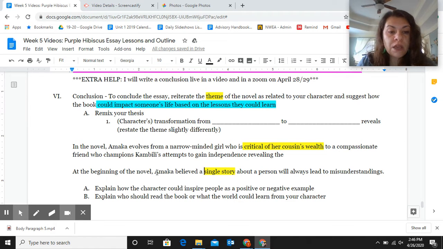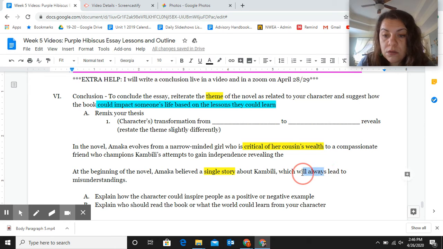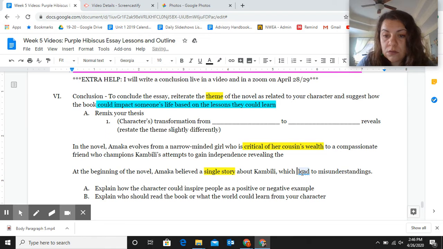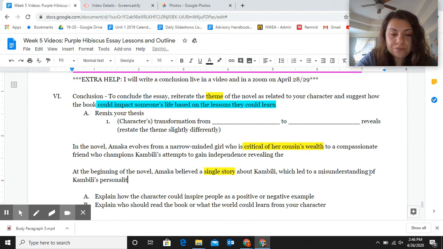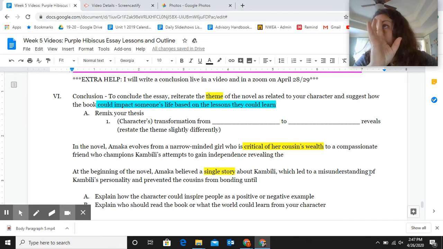All right. At the beginning of the novel, Amaka believed a single story about her cousin Cambili. Well, I don't have to say her cousin. I'm going to say, about Cambili, which led to a misunderstanding of Cambili's personality and prevented the cousins from bonding until, now I'm thinking about chapters. So it took until like chapter 12. There's 17 chapters in the novel. It's way over halfway.